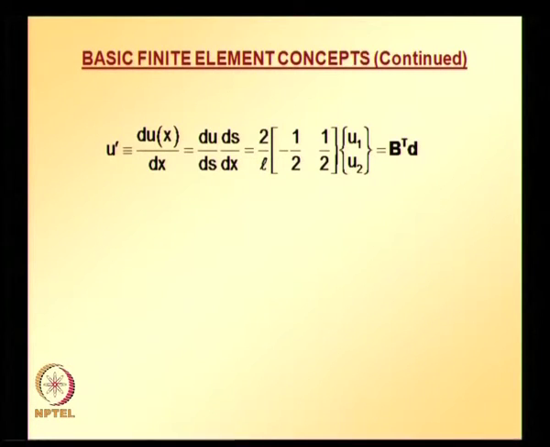B relates the strain-like quantity. I cannot say whether u is strain or not, because we still do not know what physical quantity u represents. But if it represents displacement, then the derivative of u with respect to x represents strain. So, the strain-like quantity is related to displacements via the B matrix.